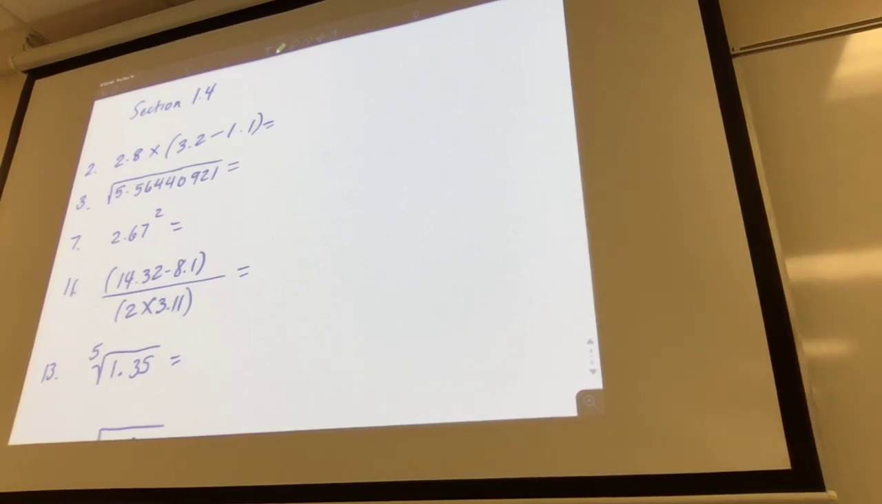So in this, we would do the 3.2 minus 1.1, and then multiply that by 2.8. Okay. Order of operations makes you do inside parentheses first. The next one is the square root of a decimal, right?